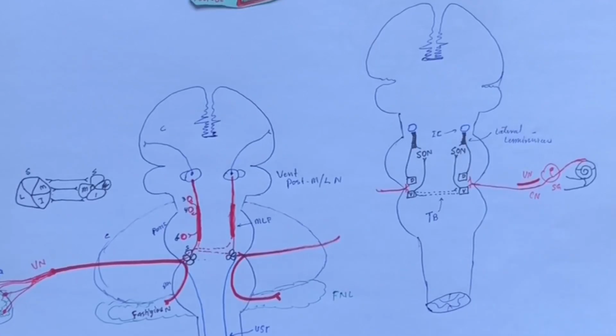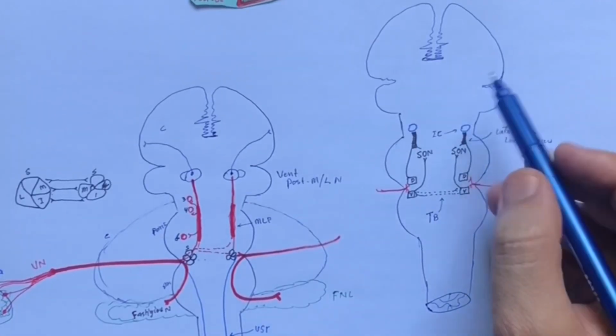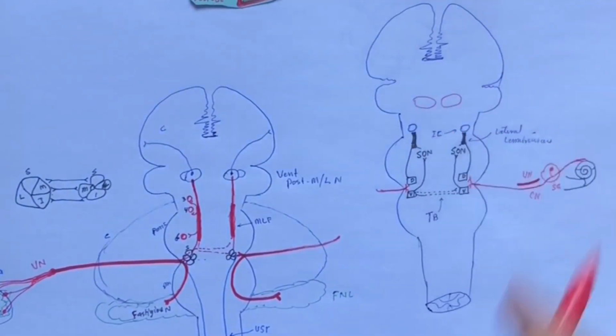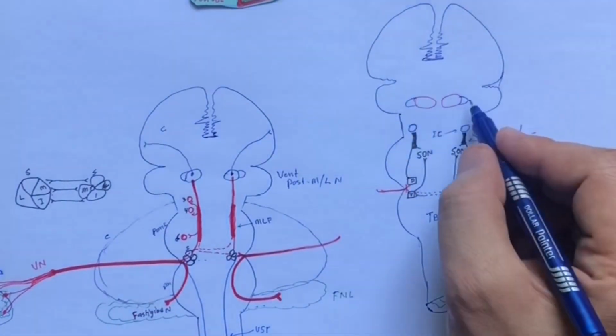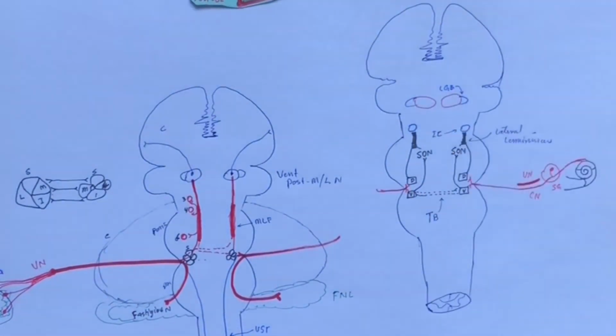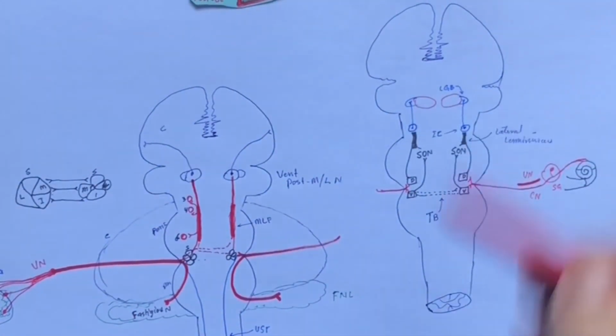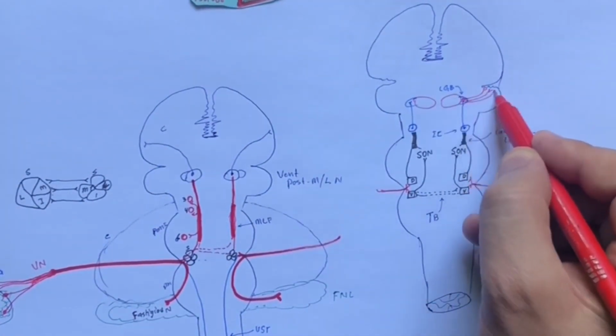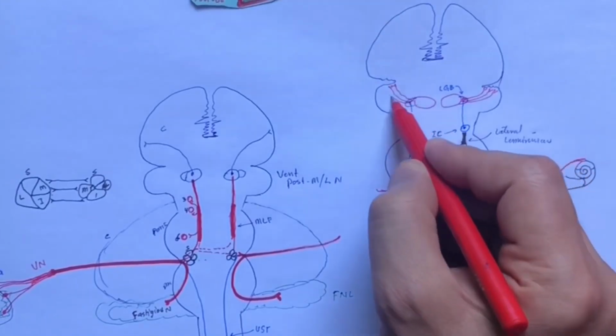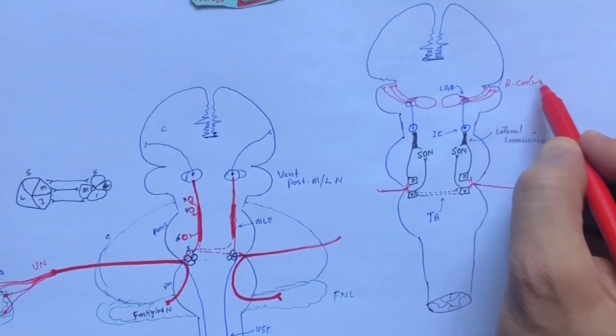So if we draw the two thalami, and on the lateral side it has the medial and the lateral geniculate bodies, the fibers will go to the medial geniculate body, and from there it will go as an auditory radiation to the auditory cortex. So this is all about the vestibulocochlear nerve.